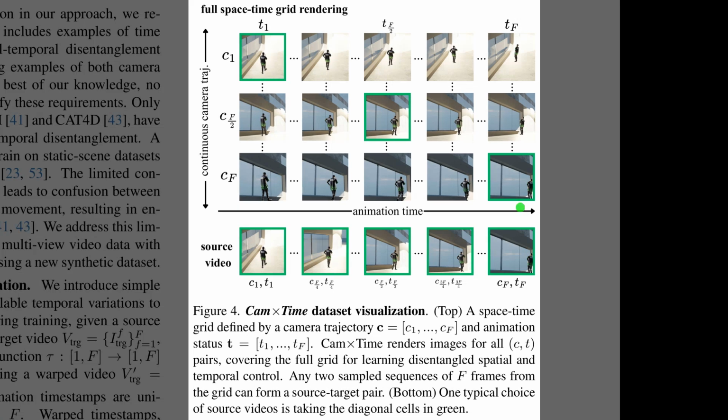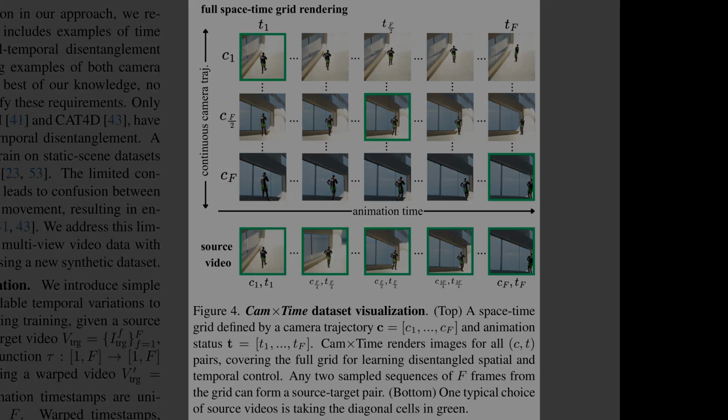Figure 4 visualizes the structure of this Cam by Time dataset. The top panel displays a dense grid, where the vertical axis tracks the camera trajectory and the horizontal axis represents animation time. Within this matrix, the green squares along the diagonal form a standard source video, which is extracted and shown separately in the bottom row. Crucially, since every cell is rendered, the model can learn from any combination, not just this diagonal path, which provides the rich supervision needed for disentanglement.